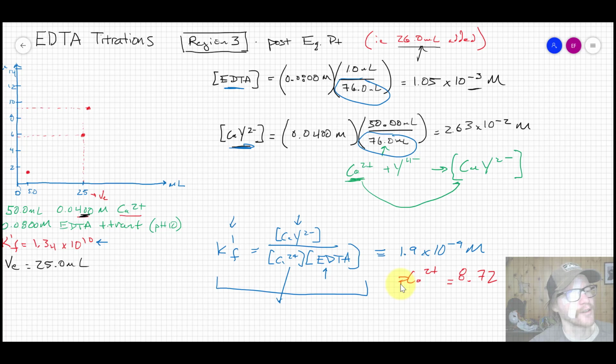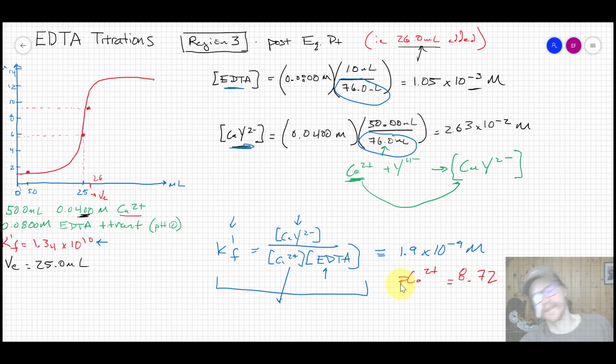gives us an 8.72 value. So I just grabbed on our curve here, roughly 9 here, and at roughly 26 there. And so the general shape of the curve then becomes very similar to what we would see for a strong acid, strong base titration, where you have a really sort of flat area and then a very aggressive asymptote, and then it comes back up and plateaus out again when you have excess.